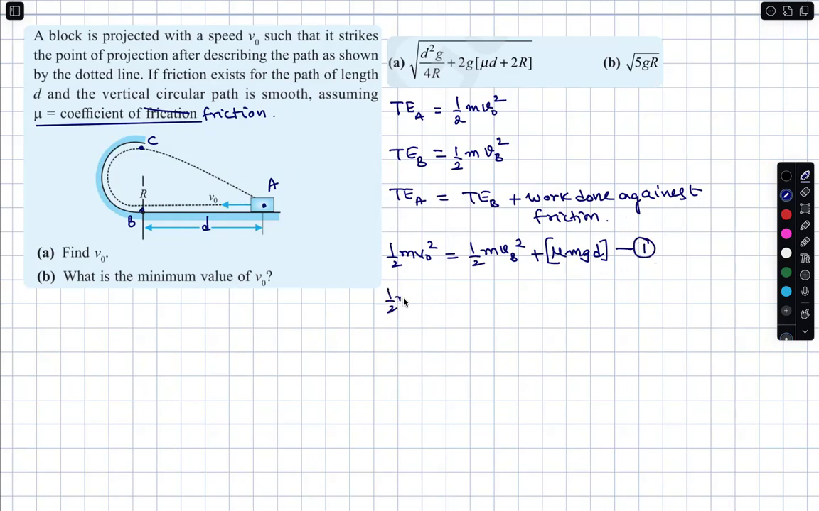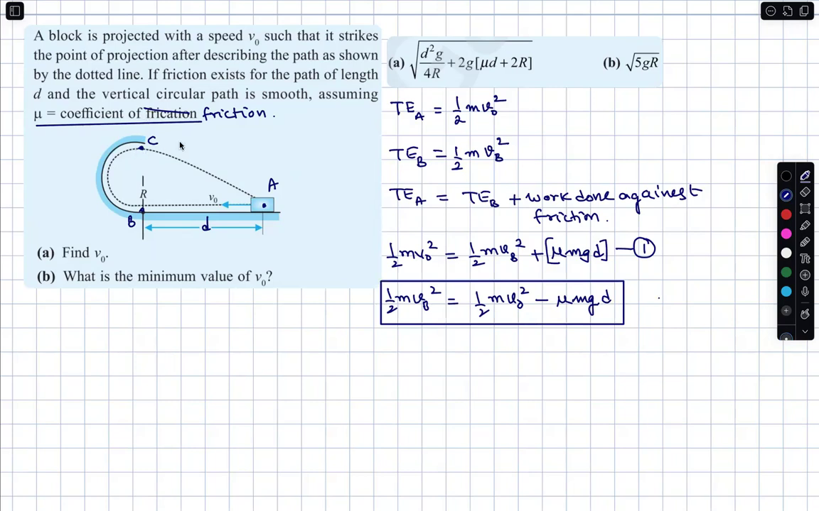So therefore, half m v B square is half m v naught square minus mu m g d. This is the first part of the question.